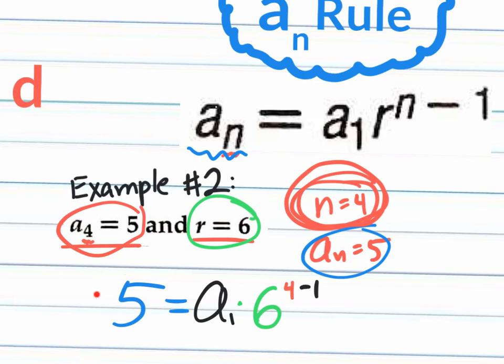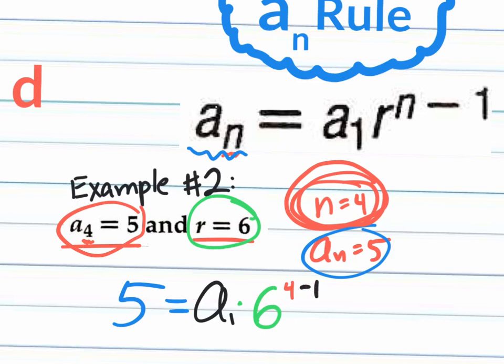So we need to simplify this and then solve for a sub 1 to get the information that we need, right? What is the information that we need to write the a sub nth rule? We need the a sub 1 and the r. We already know r, but they didn't give us a sub n, they gave us a sub 4. That's why we're plugging in all the information that they gave us to be able to find what we need. We need that a sub 1. So what is 4 take away 1?